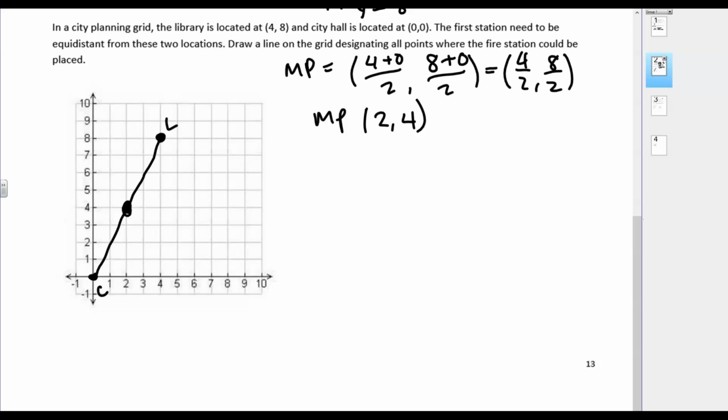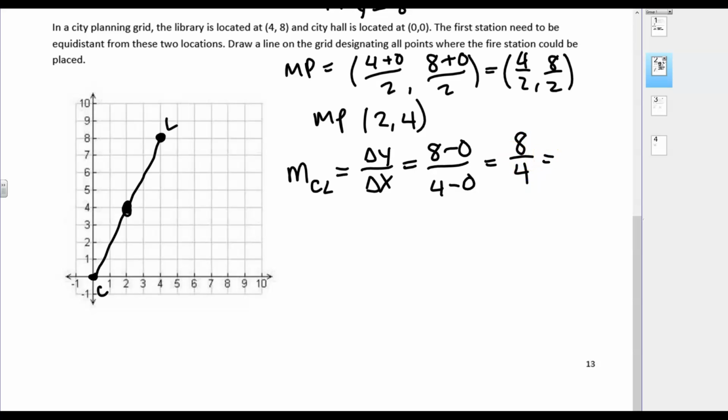All right, so the midpoint would be the closest point between the two, but I want the line that designates all possible points. So what I need now is something to make that perpendicular. So I need the perpendicular slope. Well, the slope from C to L is the difference of the y's over the difference of the x's. My y's, it's 8 minus 0, and my x's are 4 minus 0. So I get 8 over 4, or my slope is 2. Which means the perpendicular slope is always the opposite reciprocal. So I make it a reciprocal by turning it into a fraction and opposite by putting a negative. So that means I want a slope of negative 1/2 from this point.